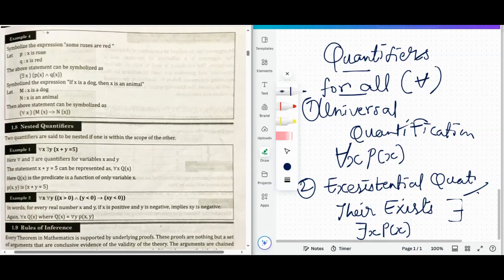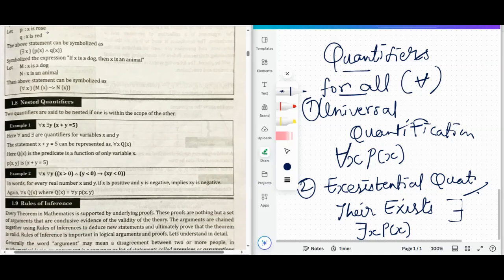If you are using universal and existential quantification together, you can write it in this way also. For there exists x, you can write: x is a rose and x is red. We can write there exists x such that x is a rose and it is red, symbolically written in this way. Other one: if x is a dog, then x is an animal. The above statement can be written as for all x, x is a dog implies x is an animal.